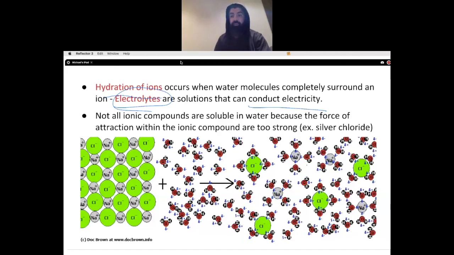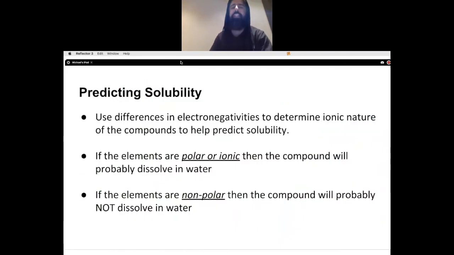So here's an example. Silver chloride, if you look at it, it is ionic. However, the attraction between these two ions is very strong, and because it is very strong, it will not dissolve in water. So understand that you do not always have dissolving occurring with ionic compounds. Most of the time, yes, but there's the occasional time where it is no. Predicting solubility is not really all that cut and dry. We're going to try to simplify it in this unit as much as possible, but there are a few key things to be aware of.